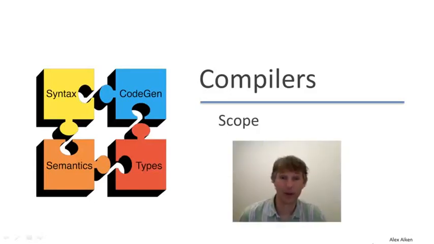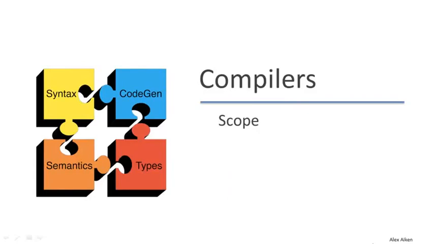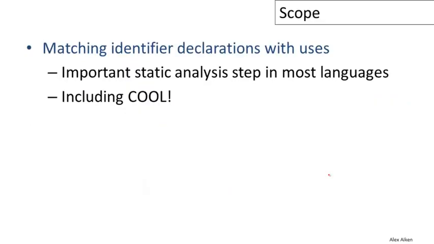Welcome back. In this video, we're going to begin our discussion of semantic analysis with the topic of scope. The motivating problem for talking about scope is that we want to be able to match identifier declarations with the uses of those identifiers. We need to know which variable we're talking about when we say variable x, if variable x might have more than one definition in the program. And this is an important static analysis step in most programming languages, including in COOL.